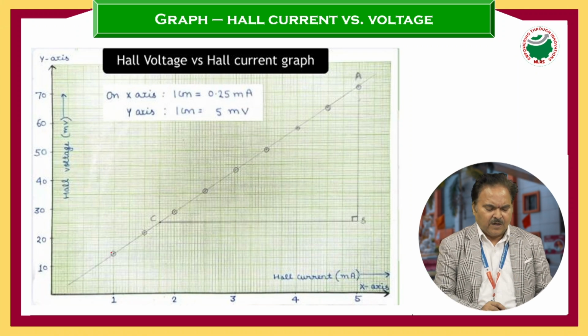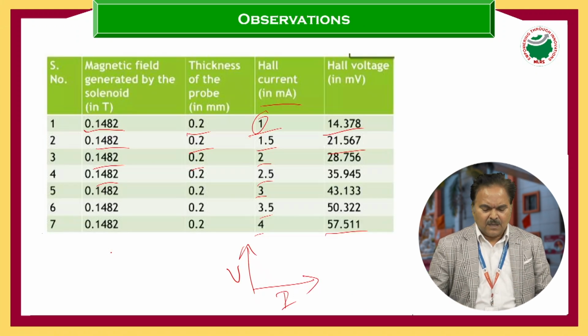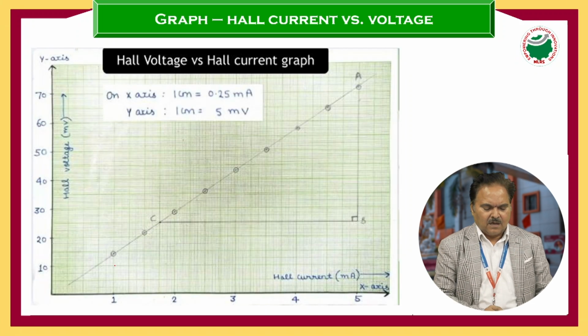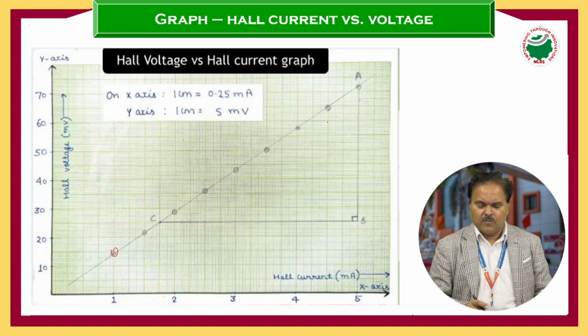You can see at 1 milliamp, the value will be around 14.378. You can see here around 15. So there is one point. In that way, there will be almost a straight line. If some data points are random, you don't need to bother about that. Where the line is straight, there you just draw the straight line. Where more points lie on the line, you have to adjust.